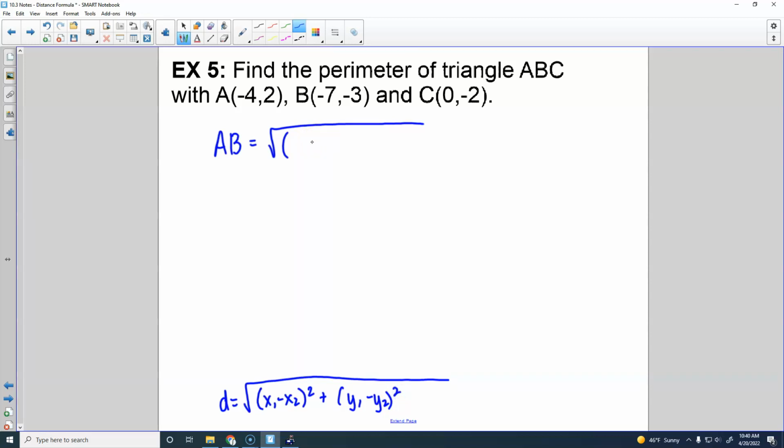Let's see. Hank, tell me how to plug in my numbers for AB. For my A, it's going to be that. We can let that be my X1, and then this is my Y1. So first coordinate is X, second coordinate is Y. And then for B, you could let this be your X2, and this be your Y2.